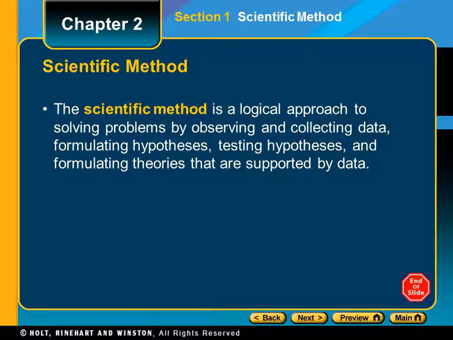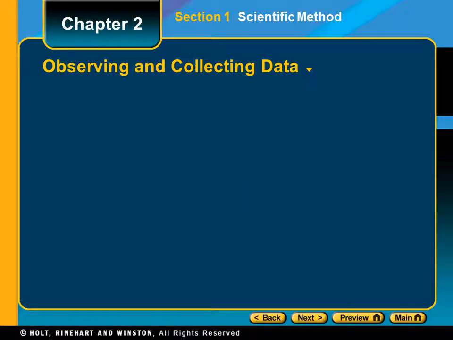And so what is a scientific method? It's a logical approach to solving problems by observing and collecting data, formulating hypotheses, testing hypotheses, and formulating theories that are supported by the data. This is a step-by-step process, guys, that all scientists use. And it is important to recognize that it is a step-by-step process. It's important to recognize that it actually has to be done in the correct order for it to be the scientific method and to do what it is that we desire the scientific method to do and provide for us.